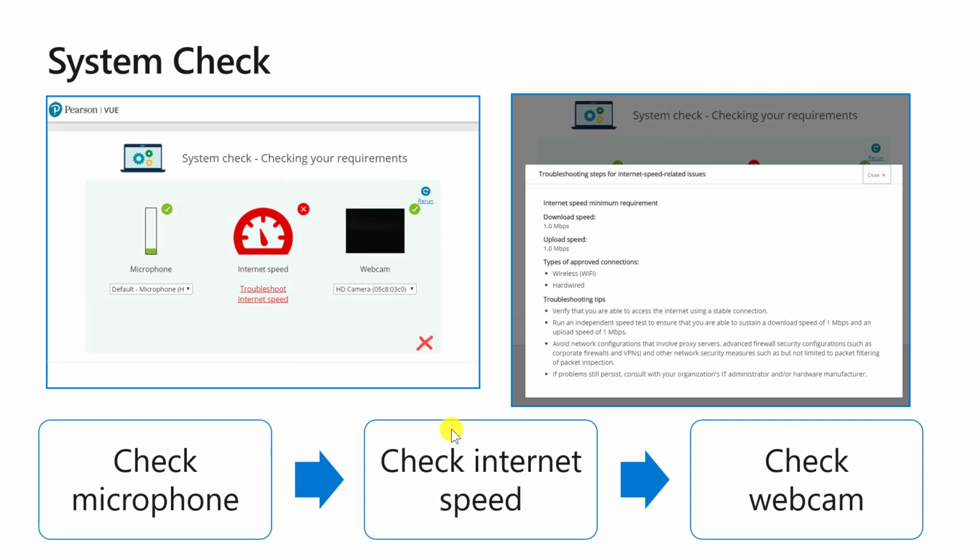On the next page, we are going through the system check test. The first thing, as we can see, is checking the microphone. Second, checking your internet speed. Third, checking your webcam. As you can see, we have a green sign here, but a red sign here and a green sign here, which means there is a problem with the internet speed. It will be a good idea to make sure what type of problem you have.